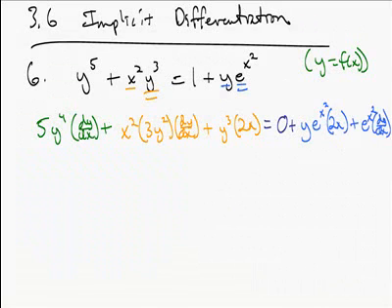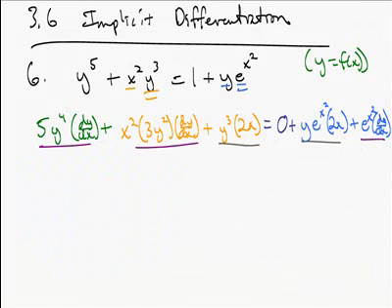Okay, so now we have to solve this for dy dx, which isn't going to be too terribly bad. What I want to do is, first of all, get all my terms that have a dy dx on the left side and all my terms without a dy dx on the right side. So terms with dy dx is this one, and this one. Terms without a dy dx are these two, looks like.